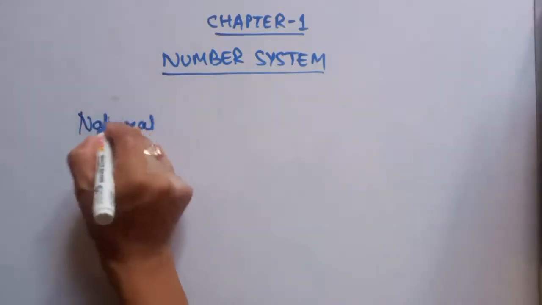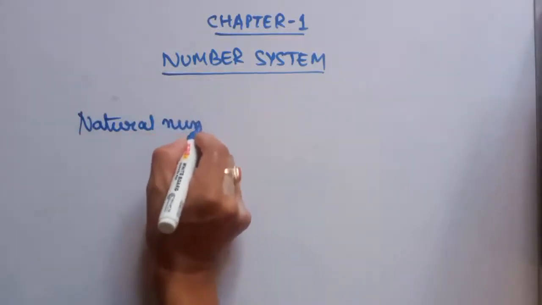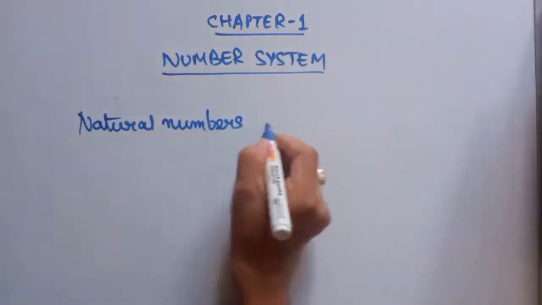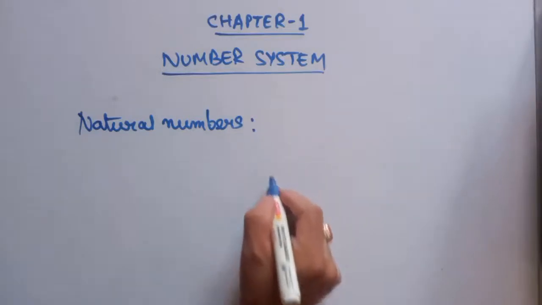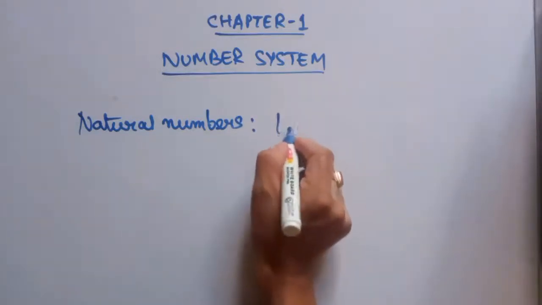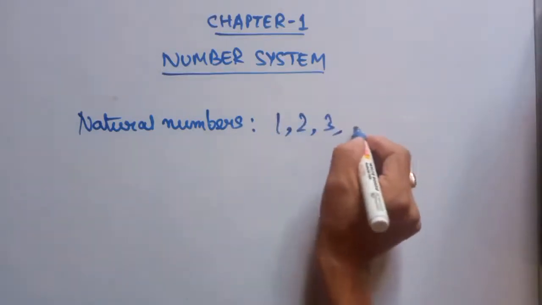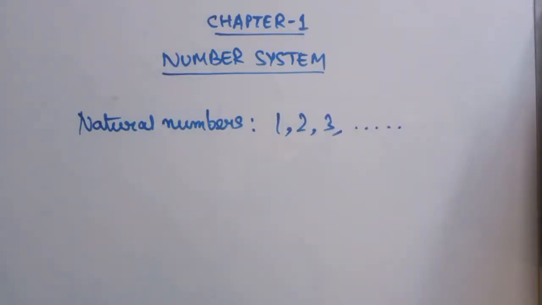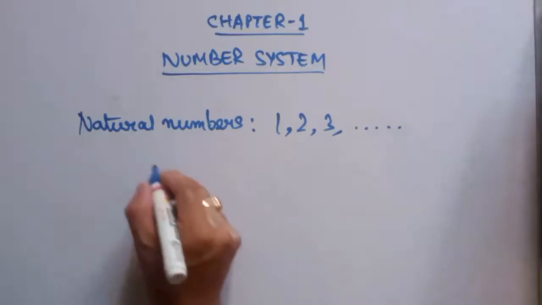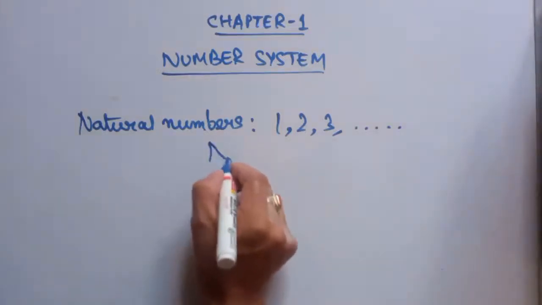So natural numbers are counting numbers which start from 1 and go up to infinity. So numbers 1, 2, 3, which go up to infinity, are called natural numbers. The collection of natural numbers is denoted by the letter N.